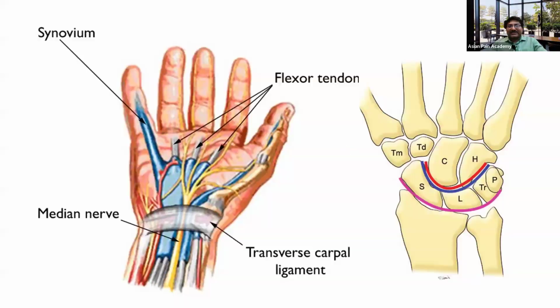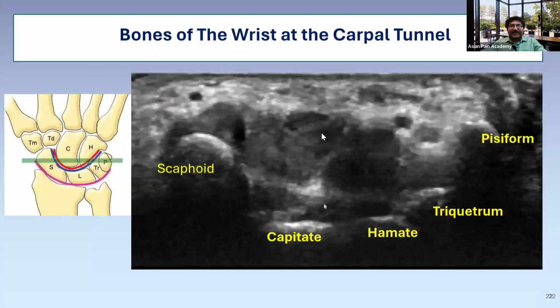As we go to the distal carpal tunnel, just look at the picture, right? What happens here? On one side we can see the pisiform, so it is here. Then we see a portion of the triquetrum. Then we see a portion of the hamate. Hamate is from the anterior layer. Then we'll be able to see a small portion of the capitate. Then we will be able to see the scaphoid.